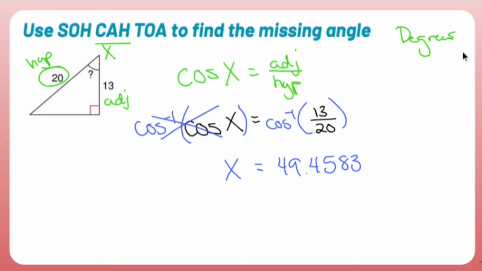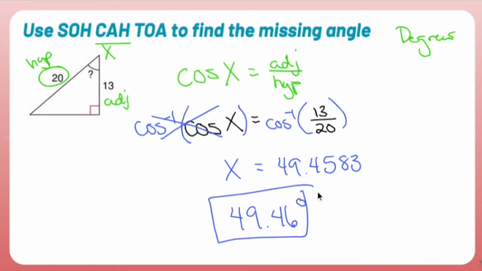Set it to degrees. Now, I'm not done yet for two reasons. First off, I never used X in the original problem. I created X, so I don't need X. Second, this is an angle, so I have to put degrees, and I am going to round this to 2 decimal places. So my final answer is going to be 49.46 degrees. That's my guy.